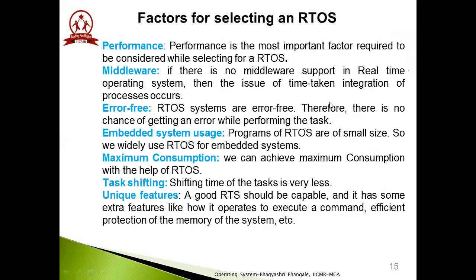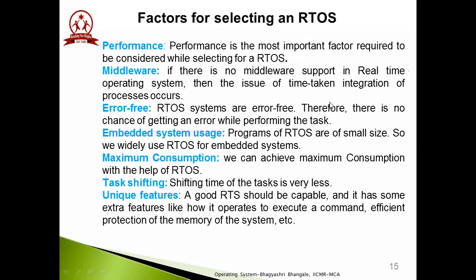Suppose we take one example, like scheduling. In that scheduling, suppose there are a number of processes to execute, but those processes are not in a queue for execution. Then it can take too much time to search for that particular job. So obviously the performance will decrease, because it takes time for the next execution. So performance is important.